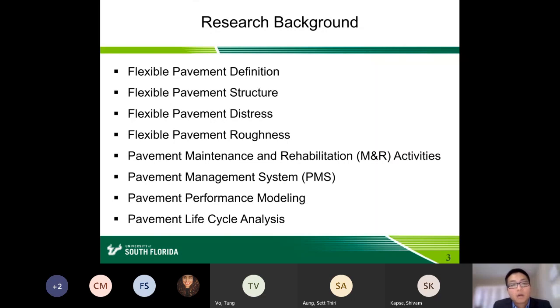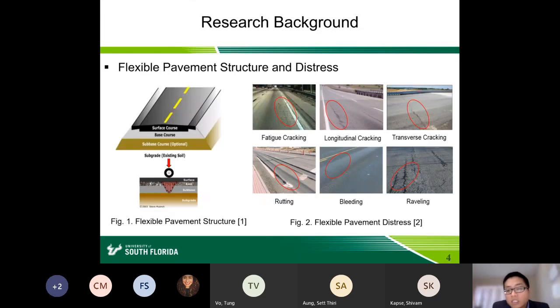concepts of the background. What's the flexible pavement? What's the flexible pavement distress and the roughness? And what's the pavement management system and performance modeling? First, what's the flexible pavement? The flexible pavement is the pavement that is surfaced with asphalt material.